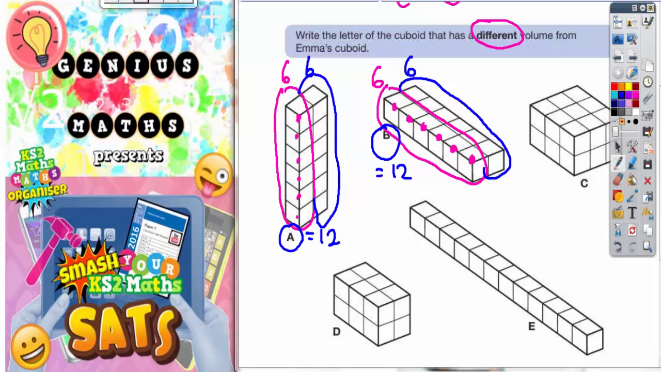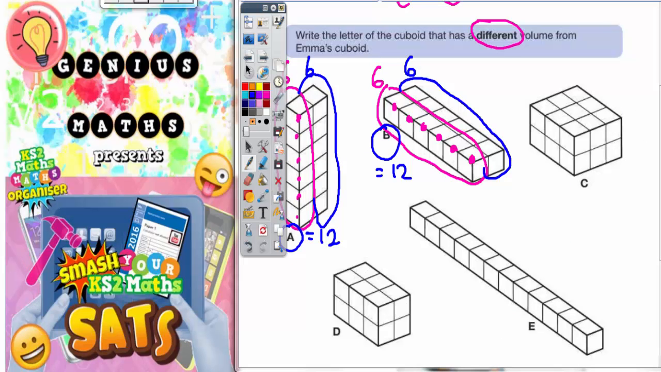Okay, C. Let's just move the toolbox out of the way so we can see what we're doing. So around the front here, we've got 1, 2, 3, 4, 5, 6 cubes. Now we've got more than 2 rows this time, so around the middle row, which is here, there's also going to be 6 cubes. And around the far row, which is here, there's going to be another 6. Now that's 6 plus 6 plus 6, which actually makes 18. So cuboid C has got 18 cubes.